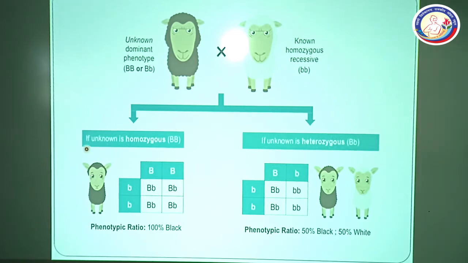So what will you see? If the unknown is homozygous, suppose this animal is capital B capital B, and when you cross with this animal, then you can see all are black. So phenotypic ratio is 100% black. It shows the pure form of the phenotype. On the other hand, suppose this is impure capital B small b and it is crossed with this animal, then you can see 50% black and 50% white. It is the symbol of impurity of the blackness.